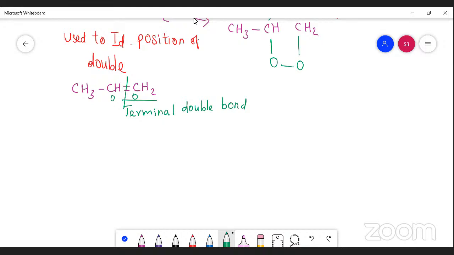And the next one we are taking is polymerization. So what is polymerization?